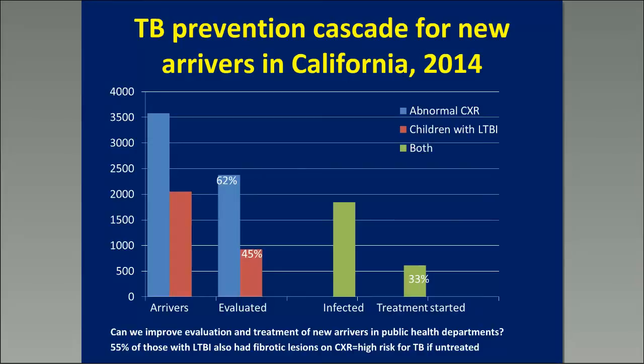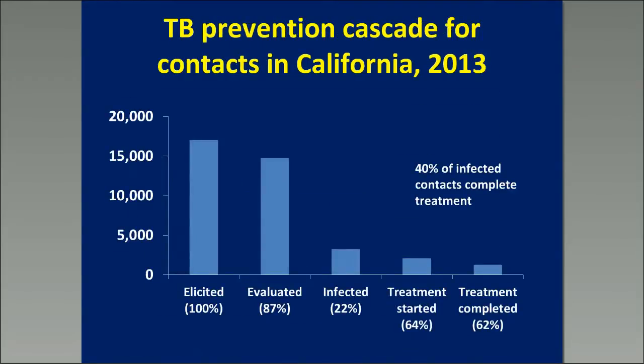Next group of folks are our contacts, and in California, 2013 is the nearest year for which we have our data. About 17,000 contacts were elicited. We don't know if that's truly 100% of all the potentially exposed persons in contact investigations, but if we assume that, 87% of that group were fully evaluated, 22% were found to be infected, 64% of those who were found to be infected started treatment, and 62% of those that started treatment actually completed treatment. What that means is that only 40% of infected contacts completed treatment all the way through.